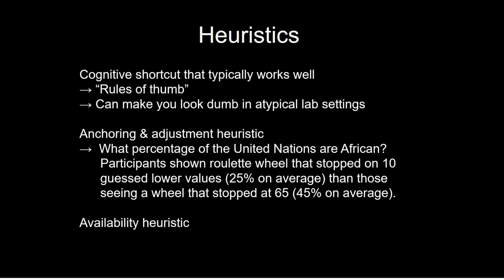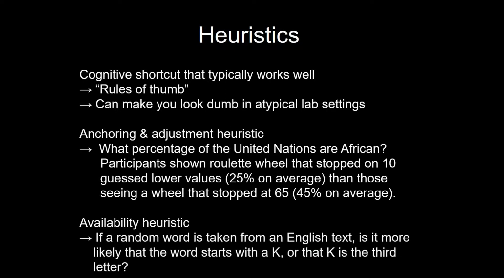The idea here is that things that pop more immediately to mind, that are more available, are more salient. So for example, if you ask the question, if a random word is taken from an English text, is it more likely that the word starts with K, or that K is the third letter? People will tend to answer that it's more likely that the word starts with K, because you can immediately think of a whole bunch of words that start with K, and you can't immediately summon up a list of words the third letter of which is K, because you don't have that stored as a thing in your mind. But it turns out that's totally wrong.